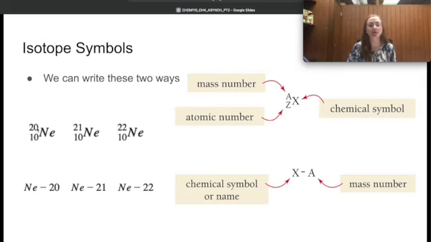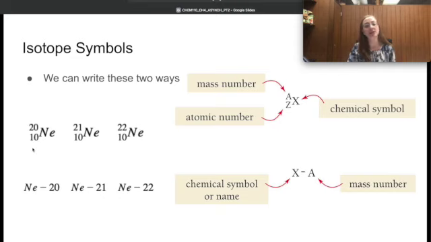Your mass number goes on top, your atomic number goes down below, and then you write the chemical symbol. So the mass number and the atomic number come at the front, and then the chemical symbol comes second. So again, we have 20 protons plus neutrons. We have 10 protons in neon. That's what it's showing you here. So we have one that has 20 protons and neutrons, one that has 21, and one that has 22.